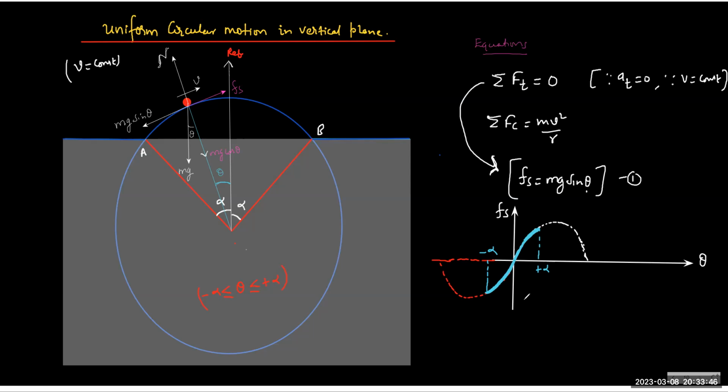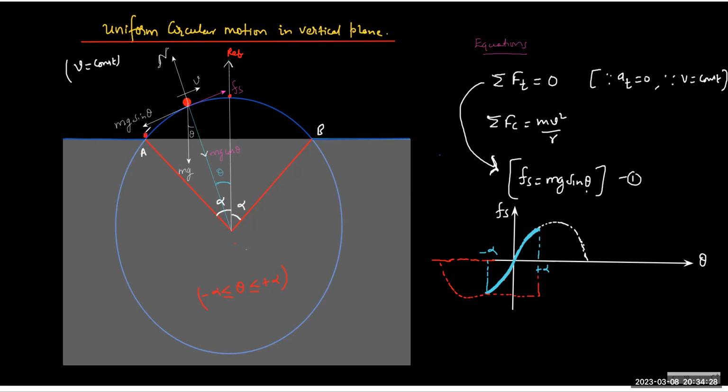So at which point do we not need friction? At the topmost point, right? Because at the topmost point, gravity has no component along the tangent, isn't it? And where do we need the maximum friction? Near the edges A and B. Do you realize this?